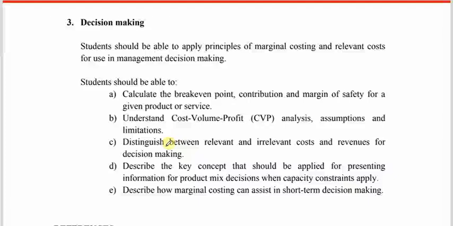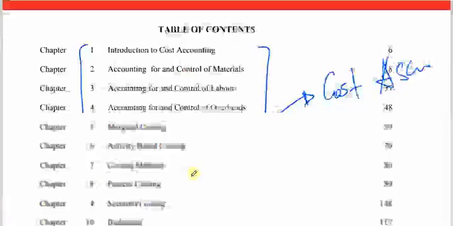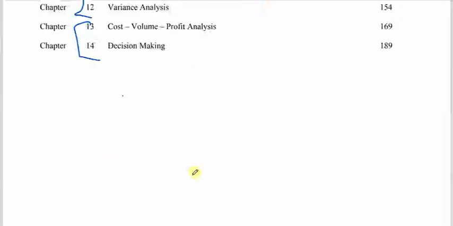for decision for given products or services, understand cost, volume, profit analysis, assumptions and limitations, distinguish between relevant and irrelevant cost and revenue for decision making, and describe the key concepts that should be applied for presenting information for product mix decisions when capacity constraint applies. And lastly, describe how marginal costing can assist in short-term decision making. So that's basically to do with decision making. So those are the weightings of the different topic areas for the exam. So basically, that's the introduction to this.